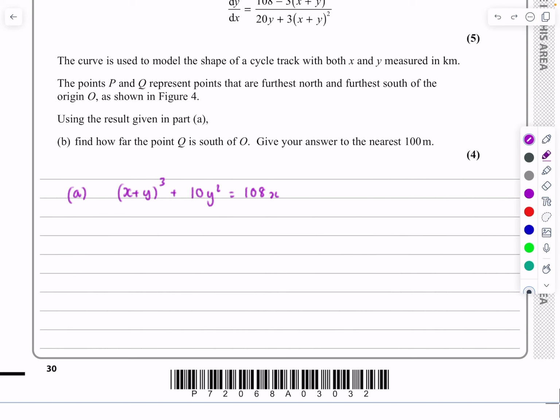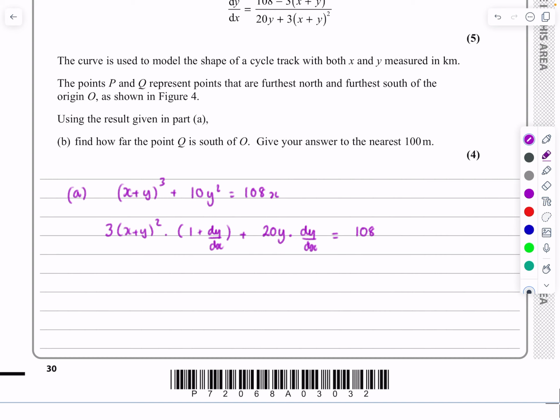So differentiating x plus y cubed, differential of something cubed is 3 lots of the something squared, multiplied by the power, take one off the power, multiplied by the differential of what's in the bracket, and the differential of x plus y, well, differential of x is 1, and the differential of y is dy by dx. So we get that. Plus differentiating 10y squared. So as said before, multiply by the power, take one off the power. But anytime you've got a function of y, we have to remember to multiply by dy by dx. And then on the other side, the differential of 108x is just 108.